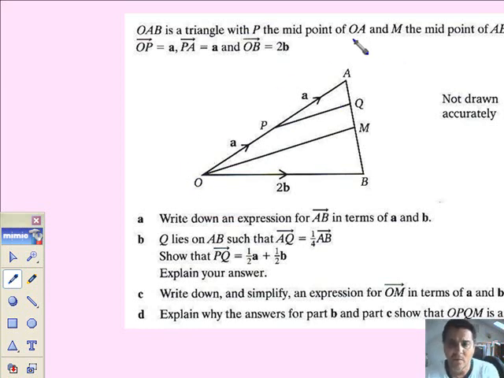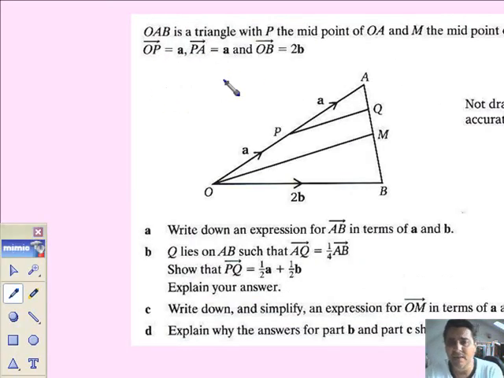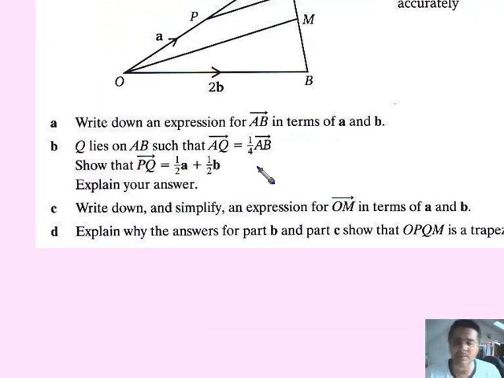Now, P is the midpoint of AO, got it, and M is the midpoint of AB, very straightforward there. And then I'm told that OP is a, PA, etc. So basically they've just described what's in the diagram, and P and M are midpoints, so let's just get on with it. And OB is worth 2b as it goes. Right, write down an expression for AB in terms of a and b.